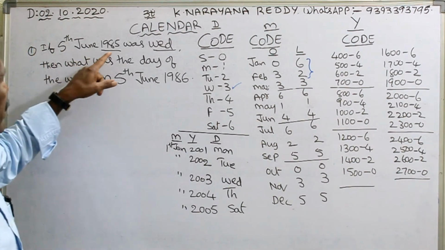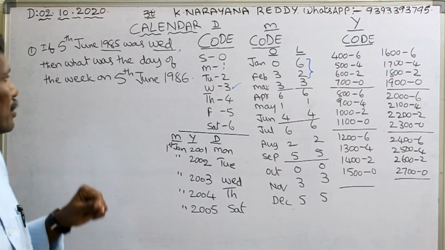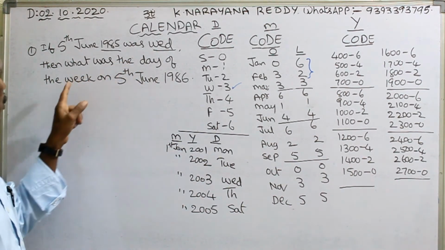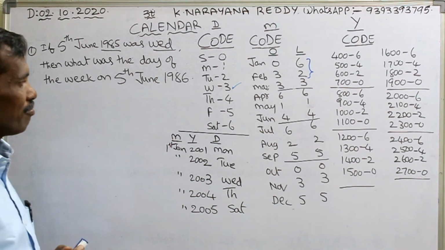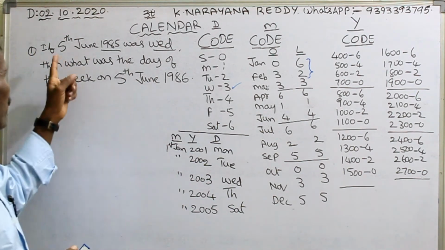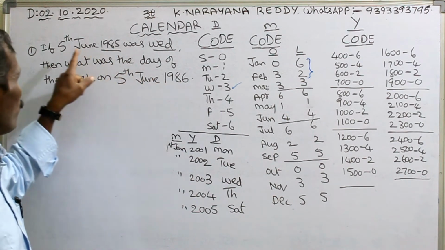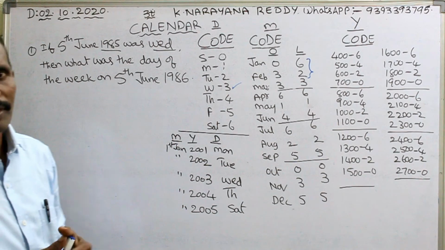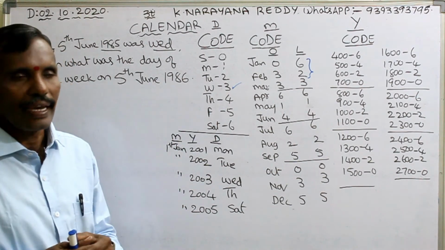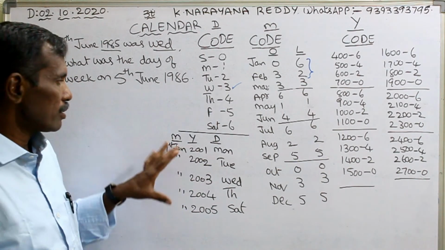If 5th June 1985 was Wednesday, then what was the day of the week on 5th June 1986? Please observe here, 85, 86. 5th June, 5th June. The date is the same but the year is different. How do we identify this day? Please observe this code.